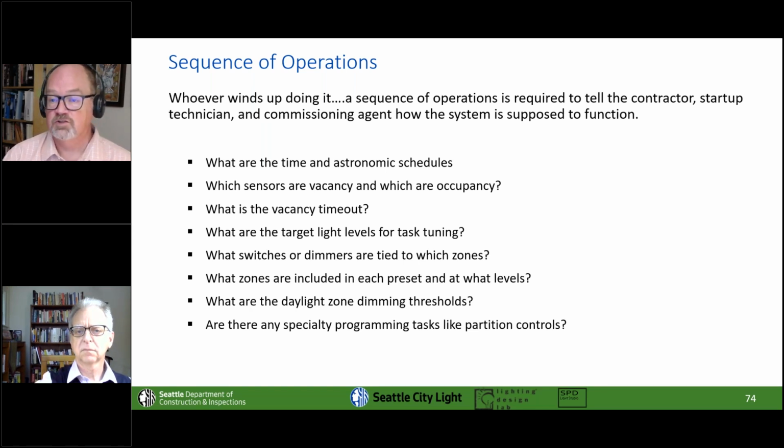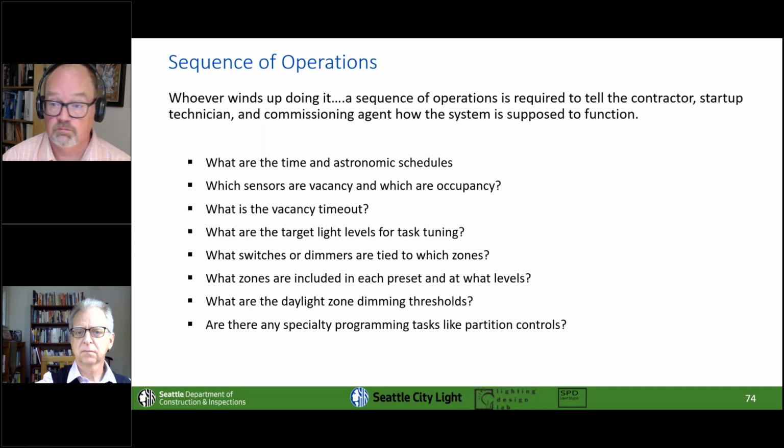What are the time schedules? Which rooms have occupancy sensors versus vacancy sensors? What is the timeout? What are the task levels for task tuning, right? The target light levels. If you're going to have switches or dimmers on the walls, what lighting control zones or which light fixtures, if they're LLC, are they controlling? So these are things that you're actually going to have to pay attention to if you're designing the space.